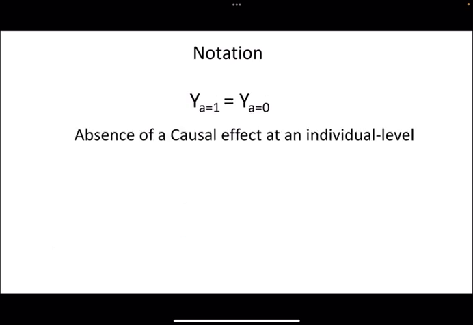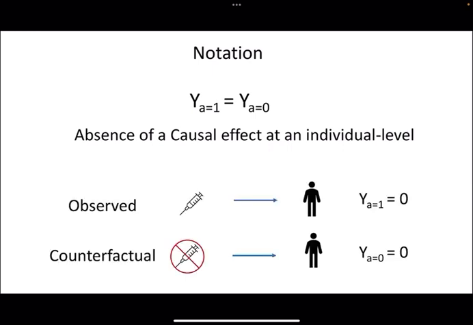There are a lot of times when there's an absence of a causal effect, and there are two ways that can occur. Either the outcome is 0 regardless of whether they got the vaccine or not. So this individual was not helped by the vaccine because they weren't going to get the flu whether they got the vaccine or not. The other is an example of someone who got sick regardless of whether they got the vaccine or not. In both these situations, the Y status when A equals 1 and the Y status when A equals 0 are equal. So there's no causal effect.